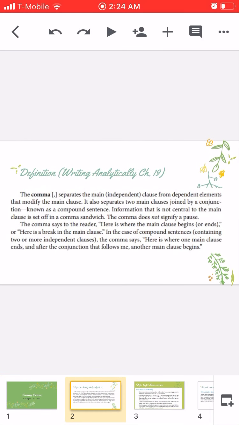So I'm just gonna read out the definition that Writing Analytically has and explain a little bit about it. The comma separates the main independent clause from the dependent elements that modify the clause. That's one of the functions that a comma has. And another function that a comma has is that it separates two main clauses joined by a conjunction, and that is known as a compound sentence.